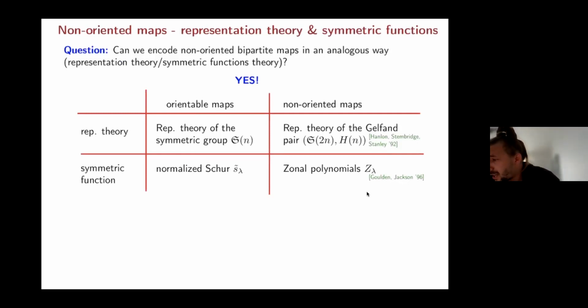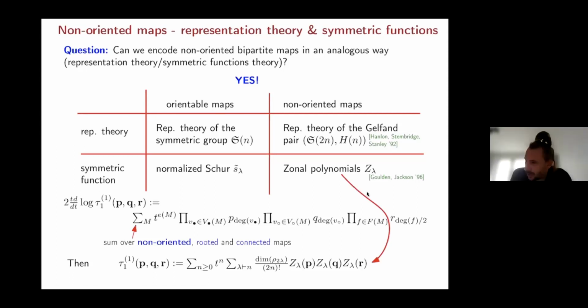In terms of representation theory, now instead of looking at the representation theory of the symmetric group, we should look at the representation theory of the Gelfand pair, the symmetric group on 2n variables and its subgroup, the hyperoctahedral group. This is a result due to Hanlon, Stanley, and Stembridge. Then Goulden and Jackson, a bit later, noticed that you can write this generating function of non-orientable bipartite maps in terms of symmetric functions. And now instead of normalized Schur functions, we will use zonal polynomials.